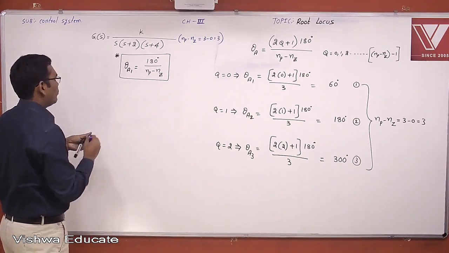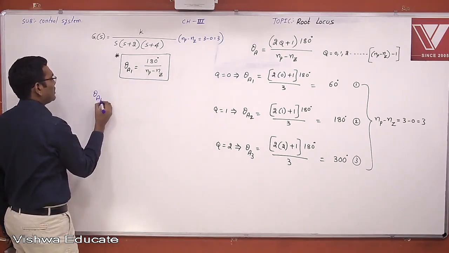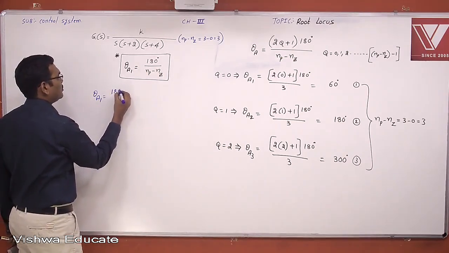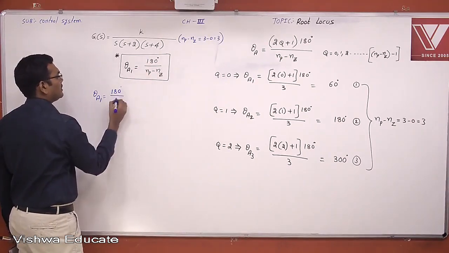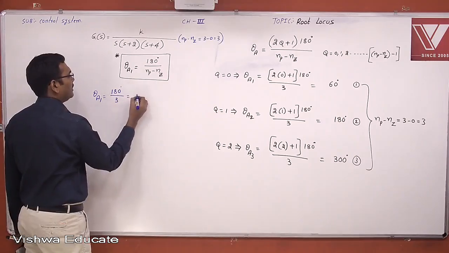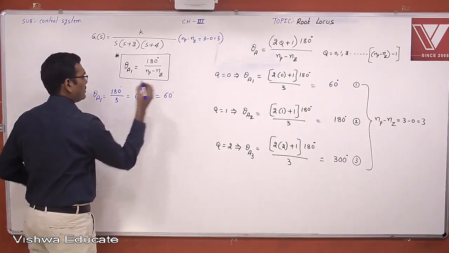Now I am asking one question. For this particular problem, what is the first angle of asymptote? Don't look there, just find it here. 180 degrees by np minus nz is 3, which is equal to 180 by 3, 60 degrees into 1, which is equal to 60 degrees.